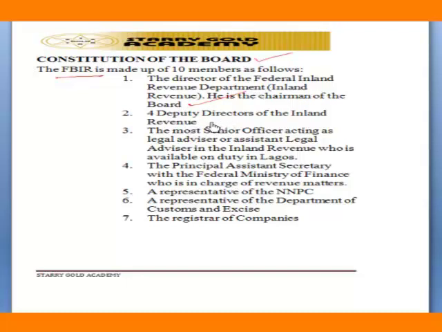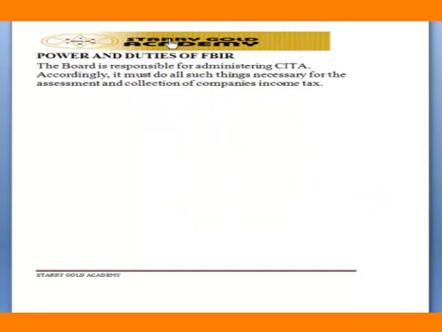Four deputy directors of the Inland Revenue. The most senior officer acting as legal advisor or assistant legal advisor in the Inland Revenue, who is also on duty in Lagos. The principal assistant secretary with the Federal Minister of Finance, who is in charge of revenue matters. A representative of the NNPC, Nigerian National Petroleum Corporation, is also a member. A representative of the Department of Customs and Excise is also a member. The Registrar of Companies is also a member. So, those are the members of the FBIR. Now, to their powers and duties.